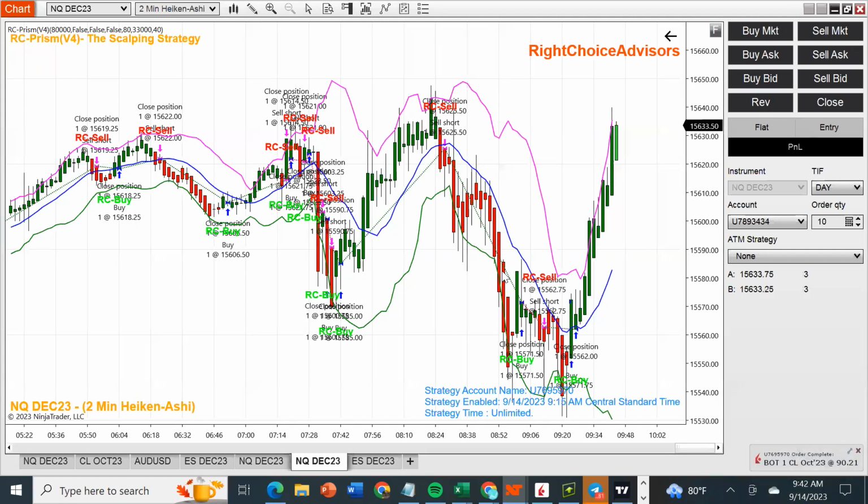It basically took a buy. We are waiting for the sell signal. Whenever there is a sell, it will close the long position, it will take the profits, and it will open a short position.